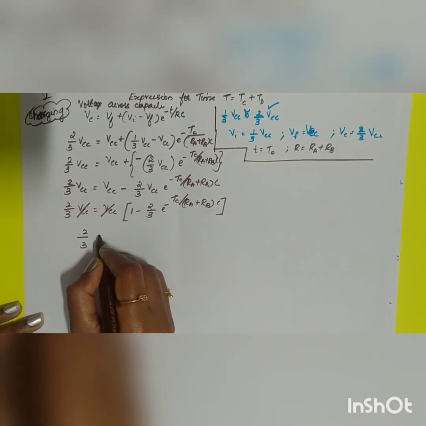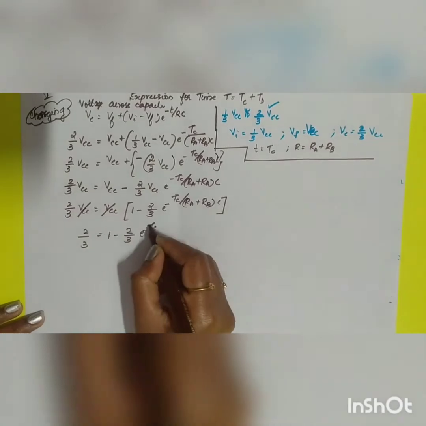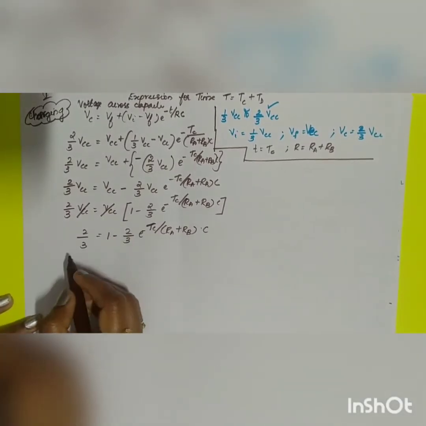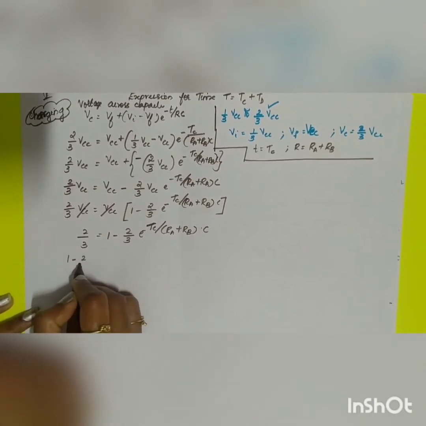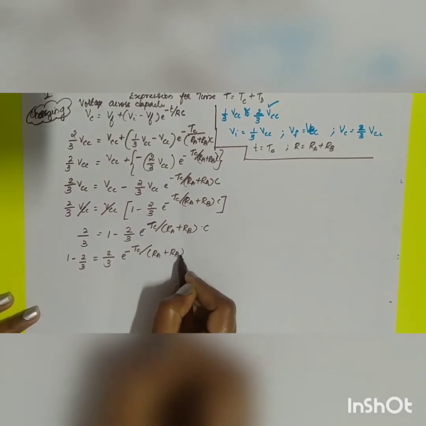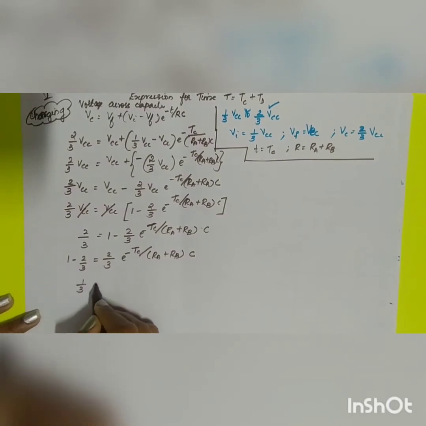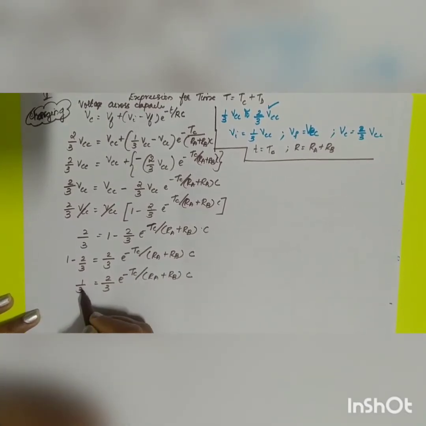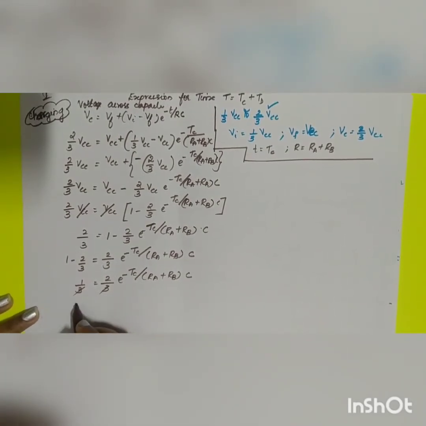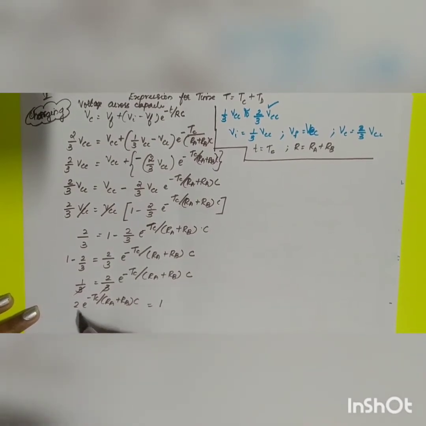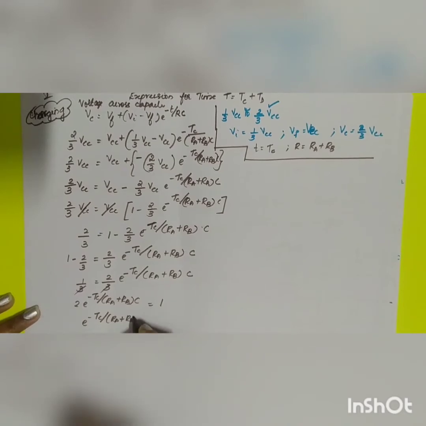2 by 3 is equal to 1 minus 2 by 3 into e power minus Tc divided by (Ra plus Rb) into C. If I take this 1 to the other side and reconfigure, 1 minus 2 by 3 is equal to 2 by 3 into e power minus Tc divided by (Ra plus Rb) into C, the minus goes off. So 1 by 3 is equal to 2 by 3 into e power minus Tc divided by (Ra plus Rb) into C. The 3 will get cancelled, so 2 into e power minus Tc divided by (Ra plus Rb) into C is equal to 1, which gives e power minus Tc divided by (Ra plus Rb) into C is equal to 1 by 2.